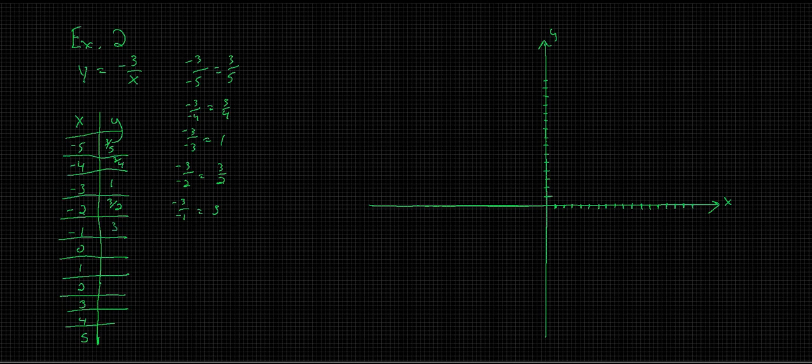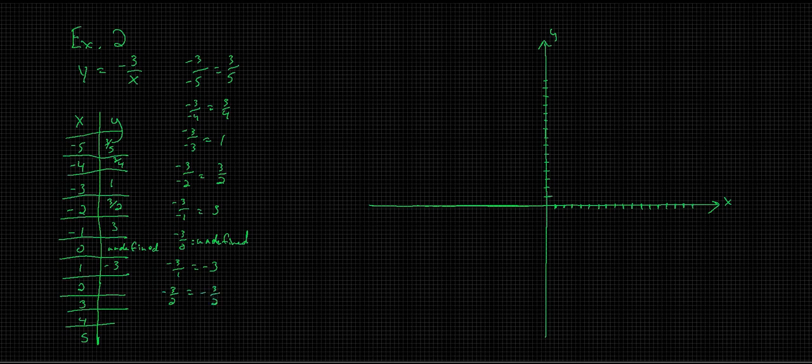0 is undefined. And the reason for that is because we have 0 in the denominator. Negative 3 divided by 0 is undefined. At 1, it's negative 3 divided by 1, which equals negative 3. At 2, it's negative 3 divided by 2, which equals negative 3 halves.